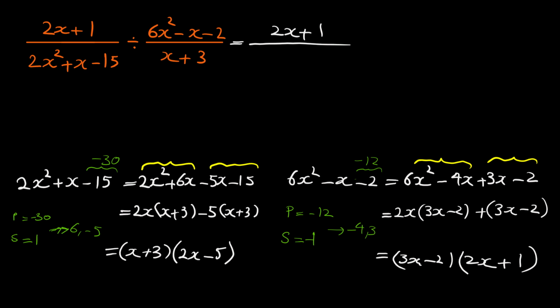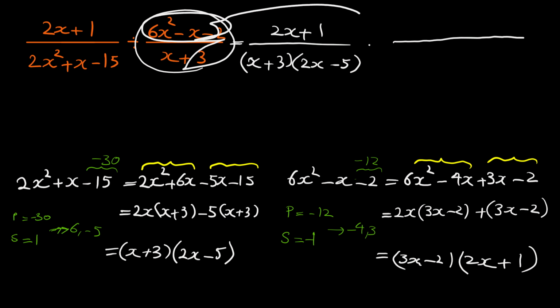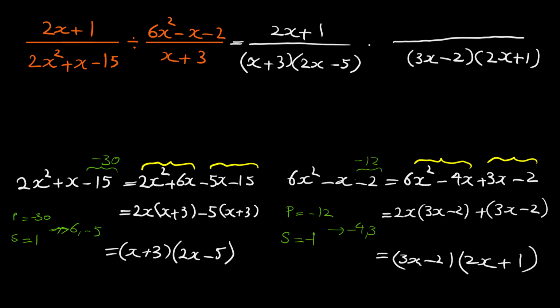Now that we have factored these trinomials, we can use them for our question. For the denominator, we have x plus 3 times 2x minus 5, multiplied by, don't forget we want to invert this, so we factor this and move it to the denominator. So in the denominator we have 3x minus 2 times 2x plus 1. And for the numerator we have x plus 3. So this denominator goes to the numerator, x plus 3.